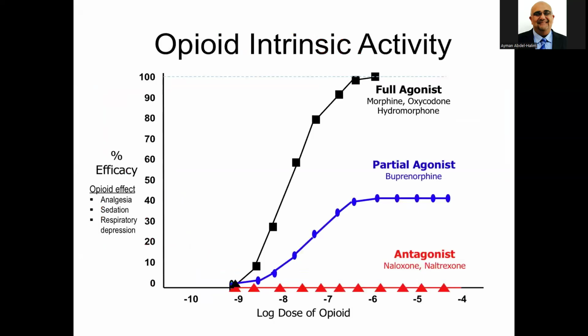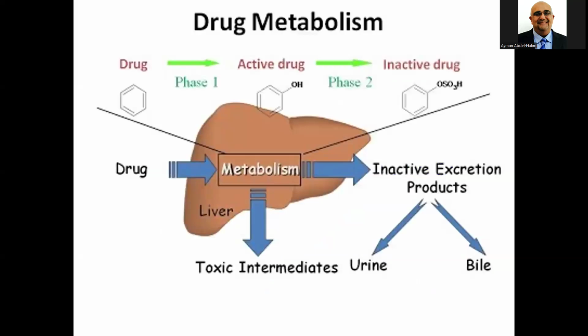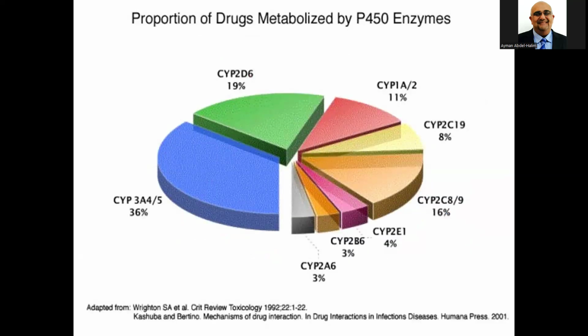That's basically the intrinsic activity of these drugs. As you see, a partial agonist plateaus earlier than a full agonist, and this makes these drugs less liable to cause respiratory depression. Drug metabolism is very important as far as opioids. A drug is metabolized in the liver either by the P450, which is called phase one, or phase two, which is called conjugation. Then the metabolites are usually excreted either in the urine or the bile. These are the P450 enzymes, the most famous of which is 3A4, which constitutes around 36%, and CYP2D6 is next to it, which constitutes around 19%.